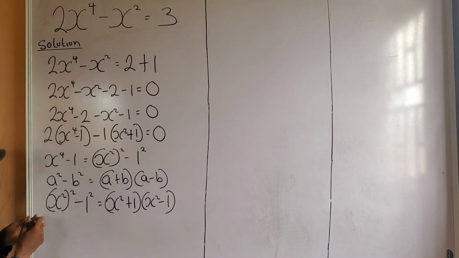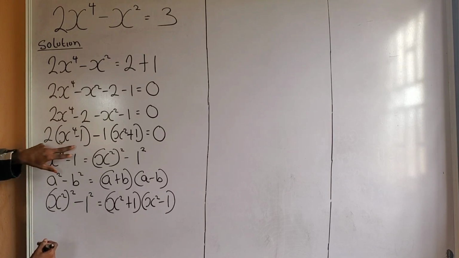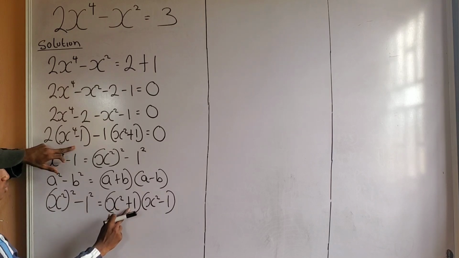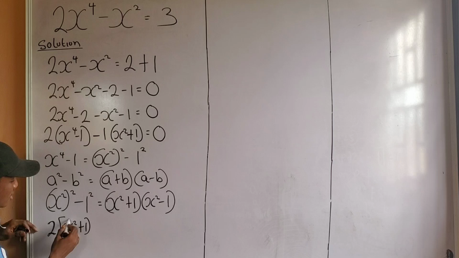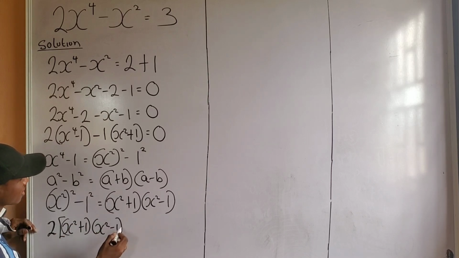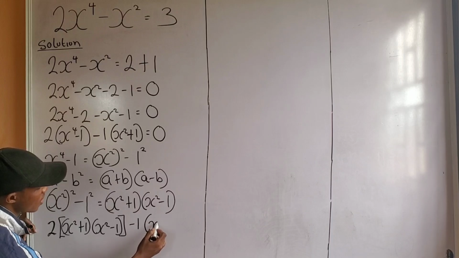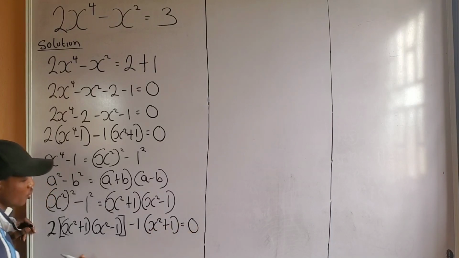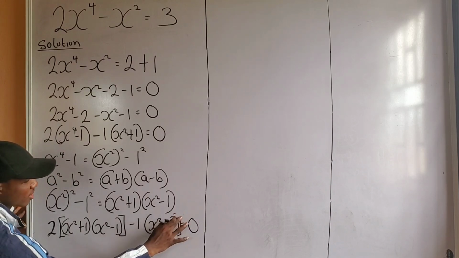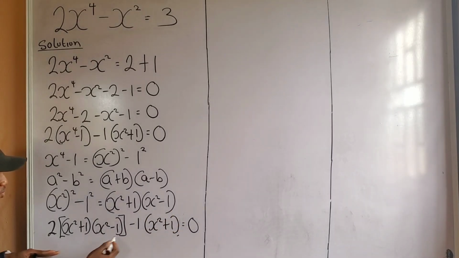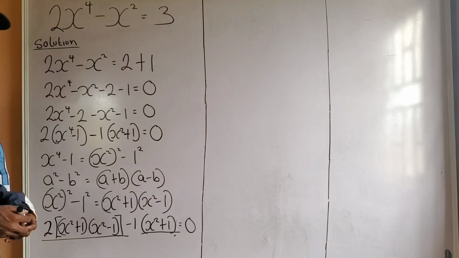So that's it. Now, instead of having x to the power of 4 minus 1 here, I'm going to replace it with x squared plus 1 multiplied by x squared minus 1. So therefore, I'm going to have 2 multiplied by x squared plus 1 multiplied by x squared minus 1. Then this will be minus 1 multiplied by x squared plus 1. This will be equal to 0. Do you understand? Having gotten to this point, you can factorize x squared plus 1, because x squared plus 1 is common to this and this. Now, we can easily factorize x squared plus 1.